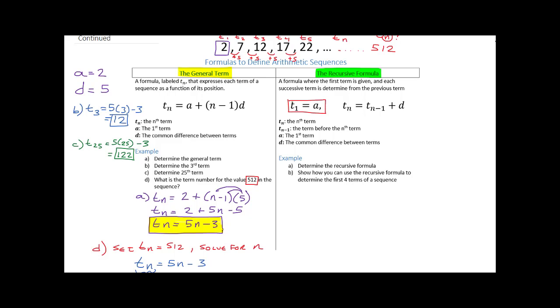Just like we have in our formula over here that A is the first term, this formula has its own little separate piece that just says term 1 equals A. So if we're going to write the formula, let's write that down here. We're going to write the recursive formula down here.